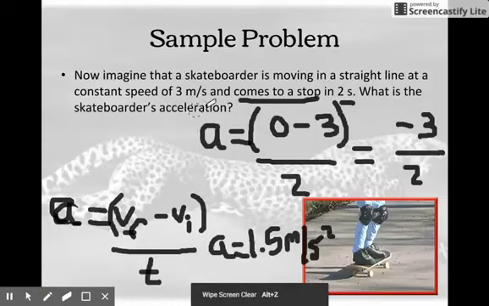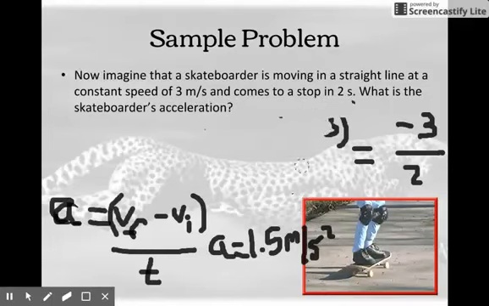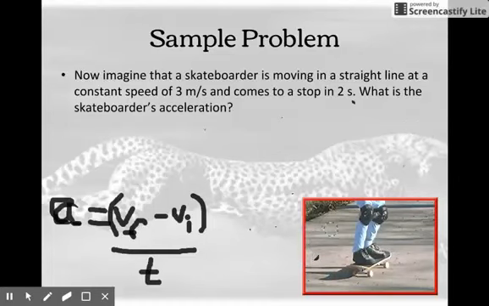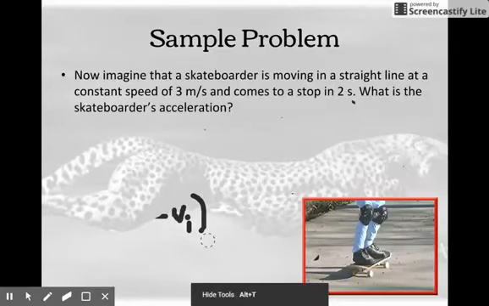Okay. So we have to always make sure we look for keywords like start and stop, because those will give us some numbers to plug in. And then we have to always make sure we do the subtraction on top first, and then divide by time. So we never want to divide first and subtract. Always do what's in parentheses first, and then divide by time.